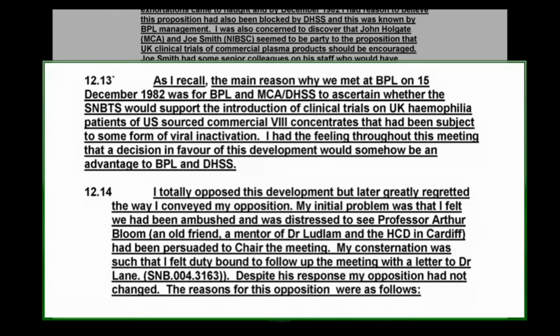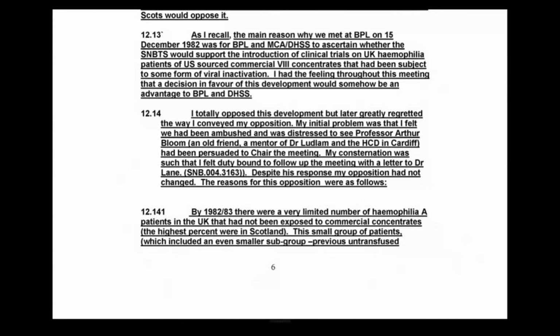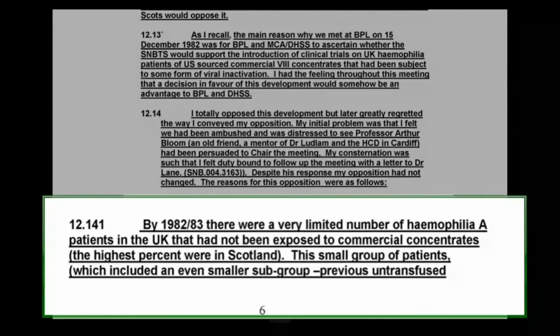My initial problem was that I felt we'd been ambushed. I was distressed to see Professor Arthur Bloom, an old friend, a mentor of Dr. Ludlam and the HCD in Cardiff, had been persuaded to chair the meeting. And then he refers to the reasons for his opposition to the proposal. I'm not going to go through all of it, but we can just, I think, perhaps get a flavour of it from paragraph, what's said to be paragraph 12.141. So this is his opposition to SNBTS involvement in clinical trials on early heat-treated commercial concentrates.